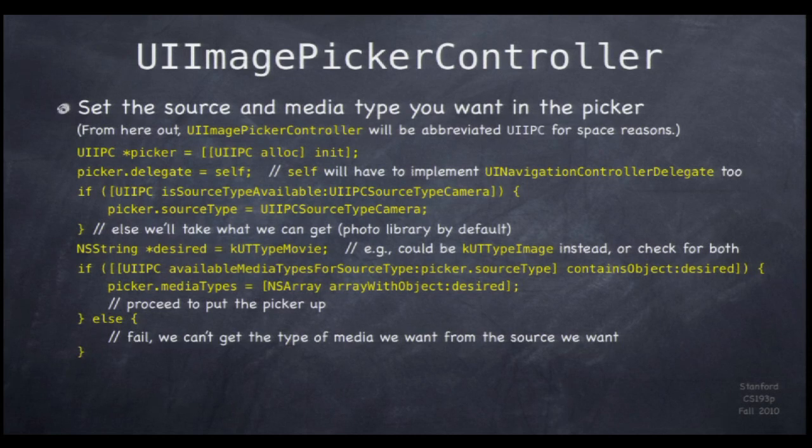I just put this up as kind of an example code of how you manage setting the source types you want, setting the media types, asking what's available, et cetera. And you can do any combinations that you want depending on what your application is trying to import. Sometimes you don't want movies. You can't deal with a movie if the user picks that. A lot of times you just want a static image, for example.